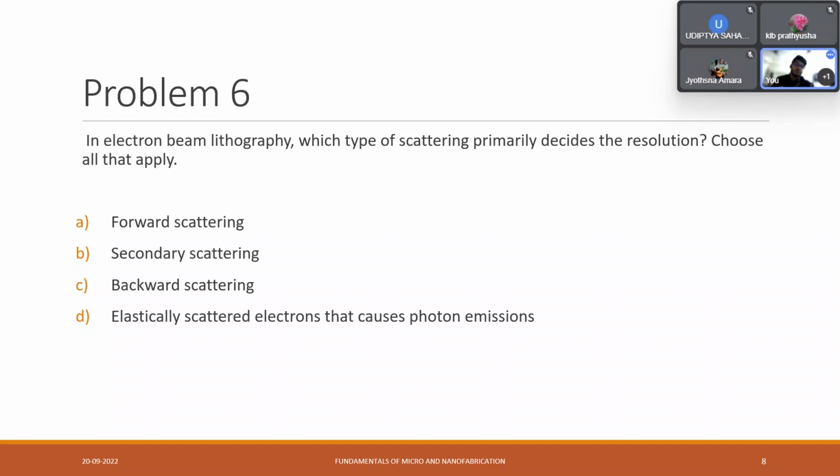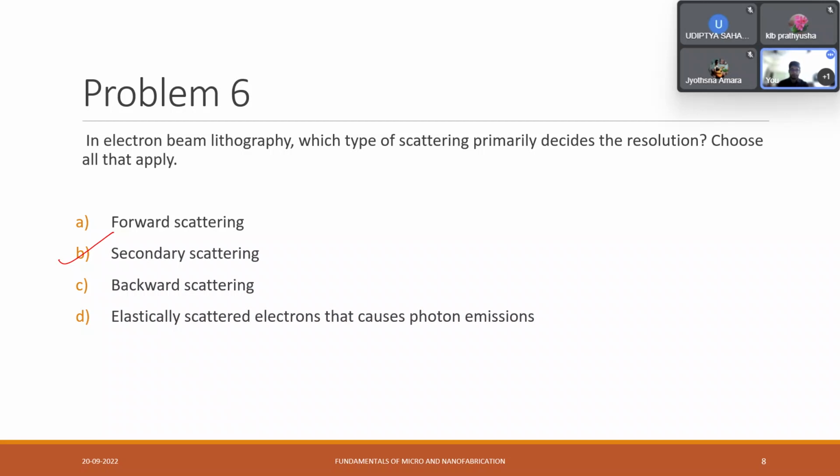And secondary scattering is when the primary electron comes and knocks off electrons from the atoms present, and those then spread and cause further collisions. So secondary scattering is therefore one of the important things that can decide the resolution, because it has much energy to knock off other electrons also.